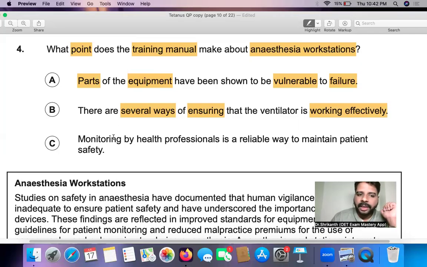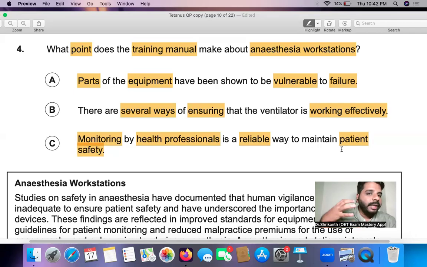What is answer option C? Monitoring by health professionals is a reliable way to maintain patient safety. Monitoring means observation or supervision. So supervision by medical professionals is a reliable way. Reliable means what? Dependable. So a dependable way to maintain patient safety. Now, our duty is to identify the right verbs over here, so that it becomes easy to bring in the elimination strategy.